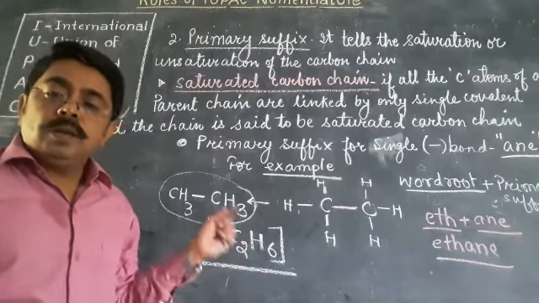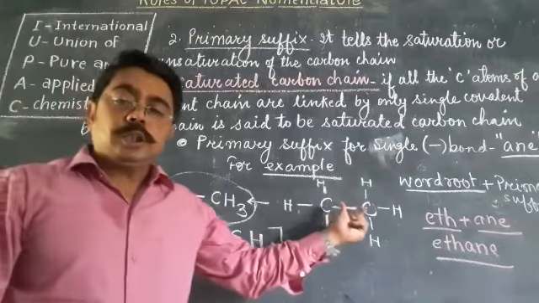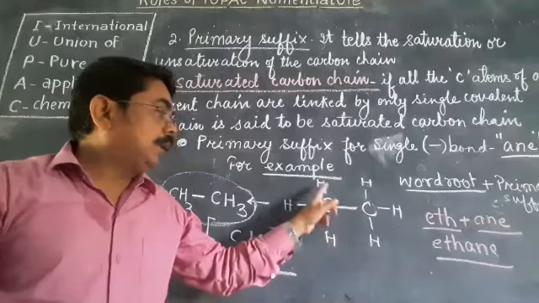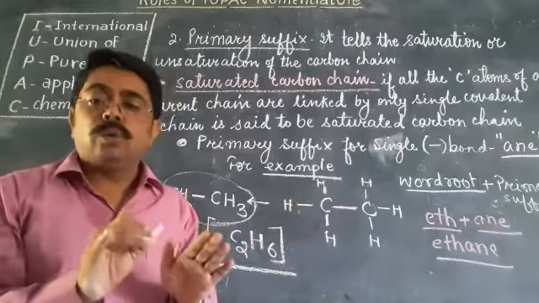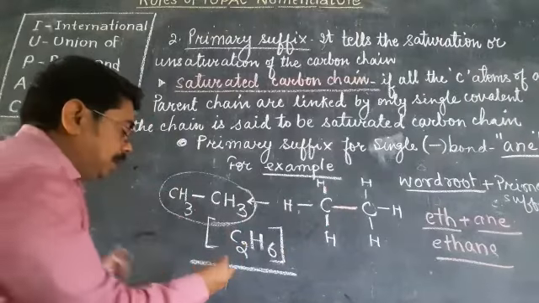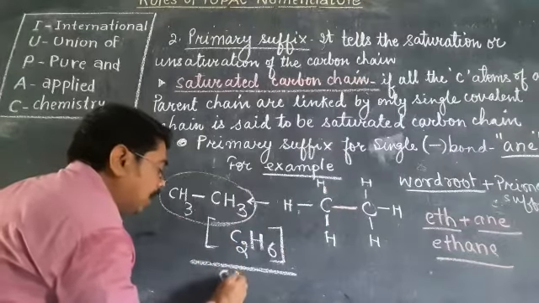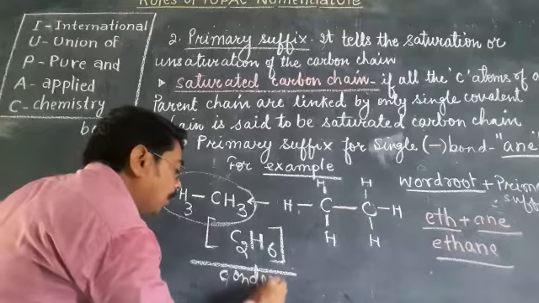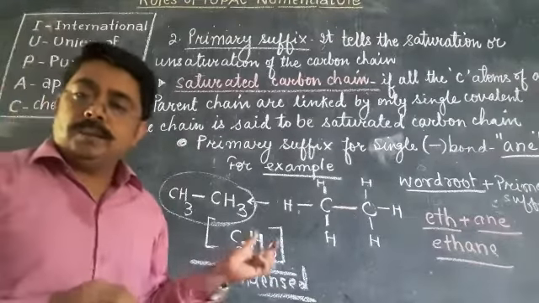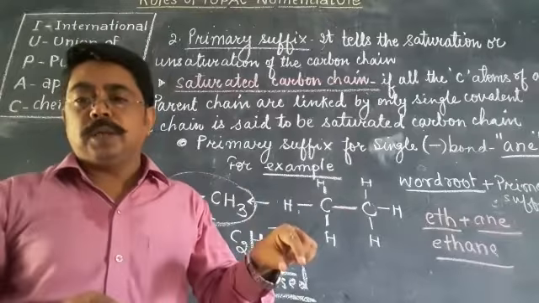So what is the difference between condensed formula and structural formula? In structural formula, all carbon-carbon and carbon-hydrogen bonds are shown, whereas in condensed formula, bonds are not shown, only how many carbon atoms are present and how many hydrogen atoms are present.